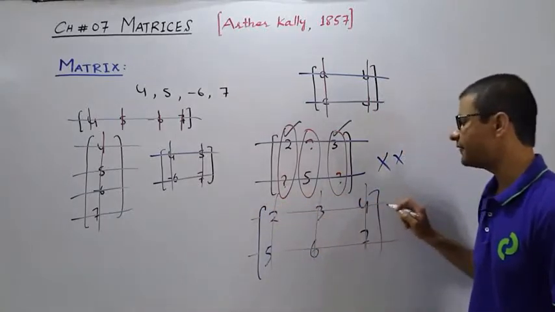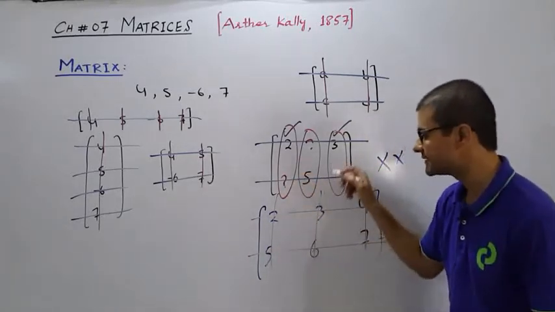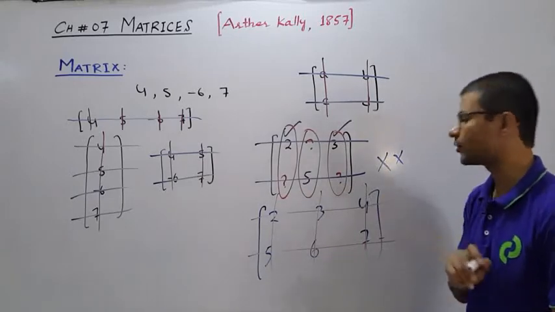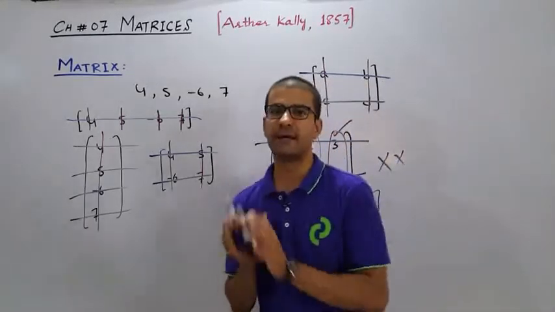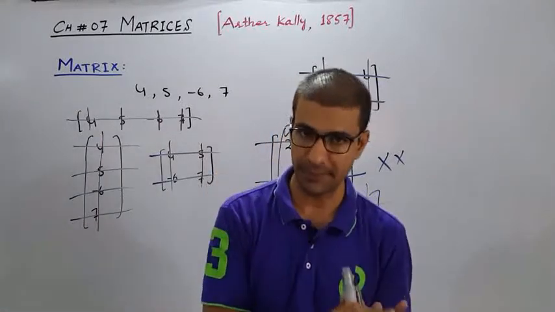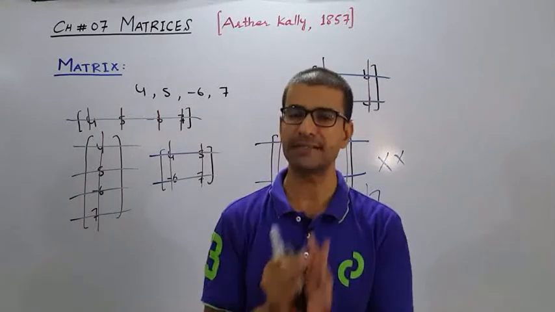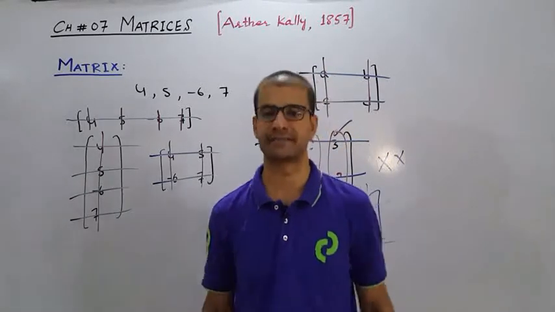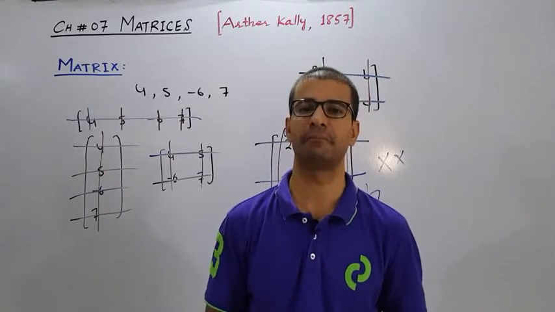In the first row we have 3 members, in the second row we also have 3 members. In the first column we have 2 members, in the second column we have 2 members, in the third column we have 2 members. So now we can define matrix. Matrix is just an arrangement of numbers in form of rows and columns. Each row must contain the same number of elements and each column as well must contain the same number of elements.